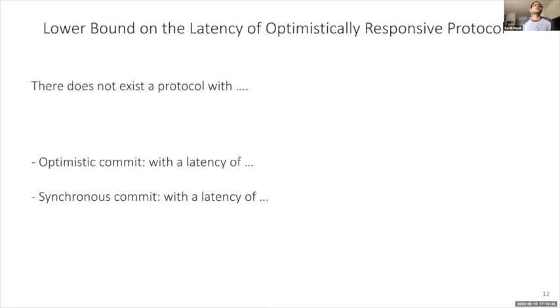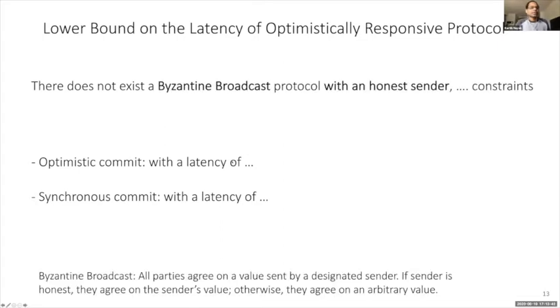So what kind of protocol are we interested in? We formalize this by talking about a Byzantine broadcast protocol with an honest sender. Just to recall, Byzantine broadcast in this formulation has a designated sender who sends a value to all of the parties. The goal is for all parties to agree on the value sent by the designated sender. If the sender is honest, we want to agree on the sender's value. However, if the sender is Byzantine or dishonest, then we still need to agree, but we can agree on an arbitrary value. And we show our lower bound for a Byzantine broadcast protocol with an honest sender.